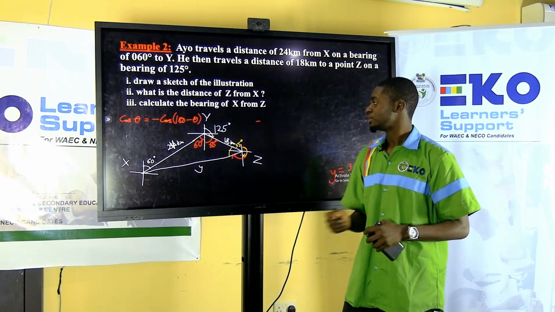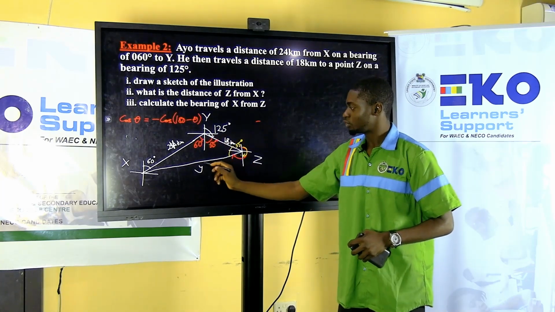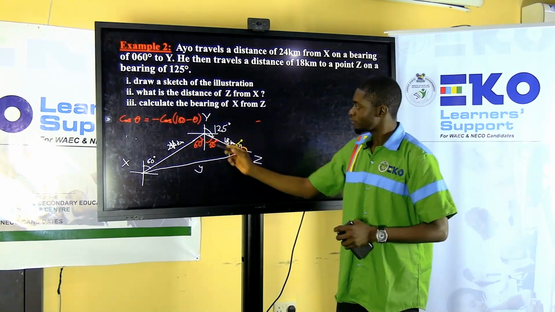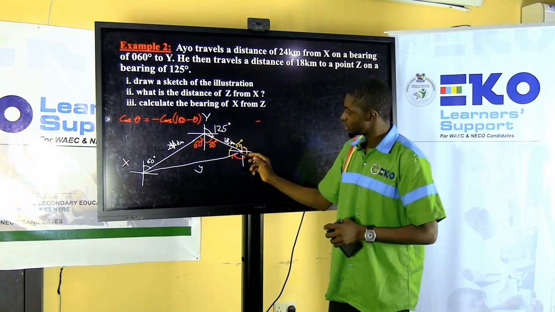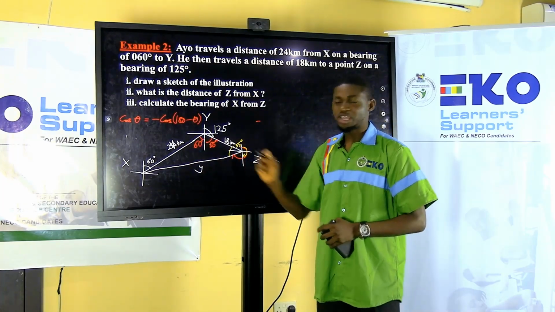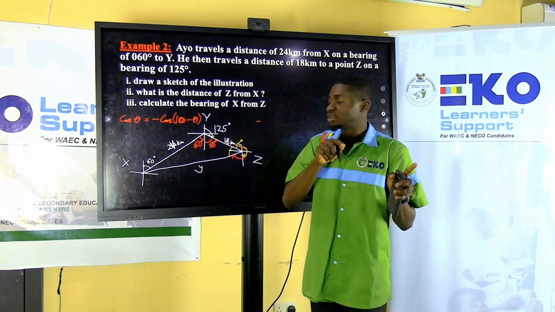I call them family. Mother is the angle, daughter is the side facing it. So we have mother and we have the daughter. Here we are looking for the mother, whereas we have the daughter. We use sine rule.